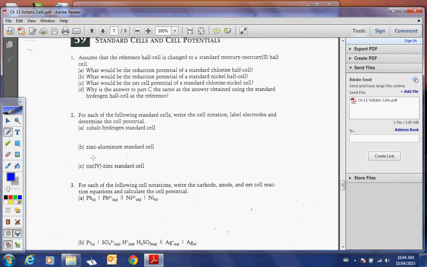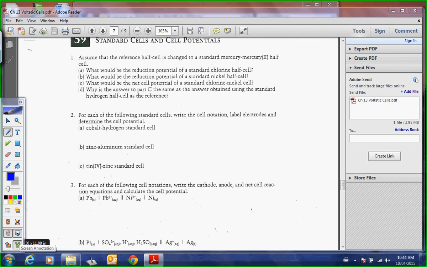Assume that the reference half cell, so the scientists that did this for us and created these data booklets, assume they didn't pick the hydrogen H plus cell to be 0. Let's pretend they picked the mercury 2 half cell. Okay? What would be the reduction potential of a standard chlorine half cell? So I need to go to my data booklet, and I need to find the mercury 2 half cell that's on here. Please be on here.